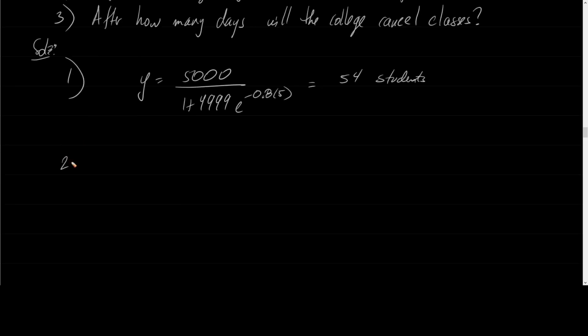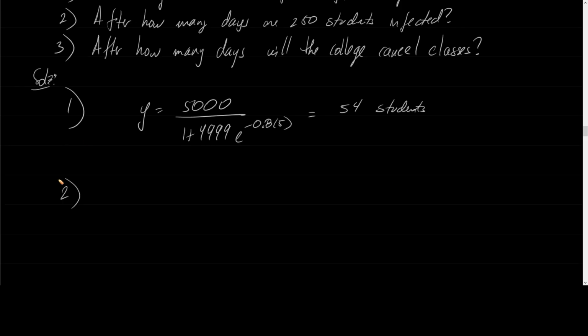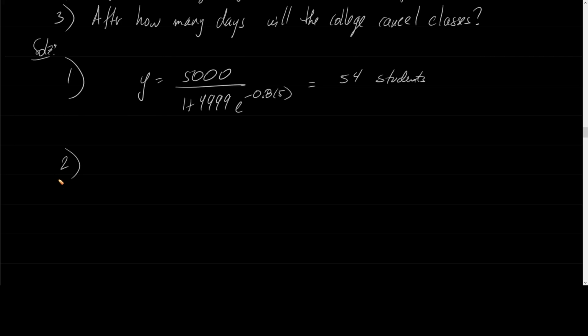Second question: after how many days are 250 students infected? Y represented the total number of students infected, so we're going to plug in that 250 for our y. Now we end up with 250 equals 5,000 over 1 plus 4,999 e to the negative 0.8 t.